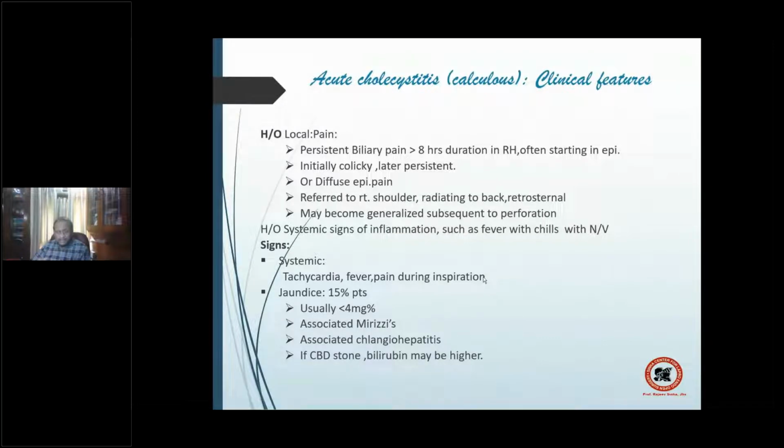So, in a patient who's got jaundice with acute cholecystitis, if the jaundice is usually less than 4 milligram percent, usually the cause would be Mirizzi syndrome or an associated cholangiohepatitis. But if there is a CBD stone, then the chances of jaundice remaining at 4 milligram percent would be less. It keeps on going and the bilirubin level is higher. So the level of jaundice is important when you're dealing with a patient with acute cholecystitis.